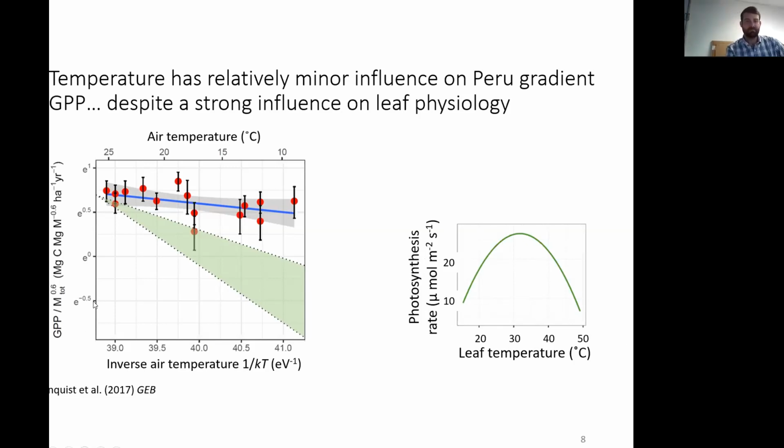But then if we move up to the ecosystem level, we see that the rate of carbon gain, so GPP, is relatively insensitive. So why is this? One hypothesis then that has been emerging is it could be due to this decoupling of leaf and air temperatures. Because as I'll show you next, leaf and air temperatures are generally not equal.